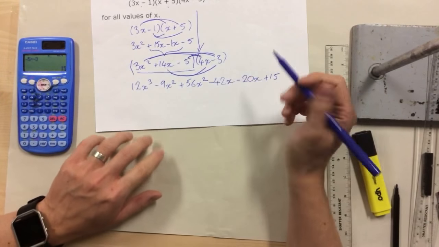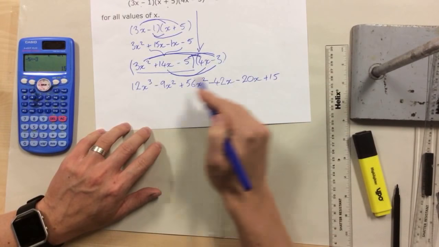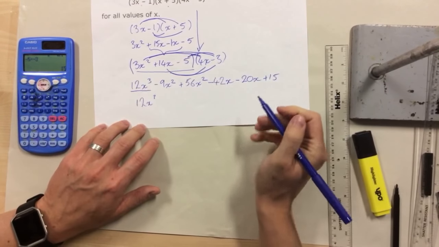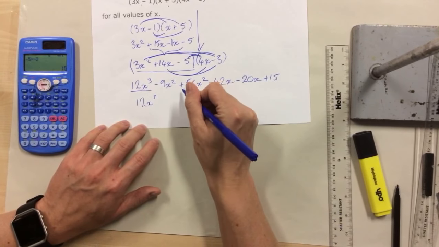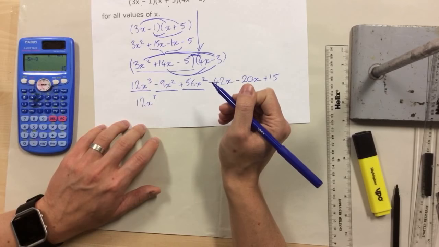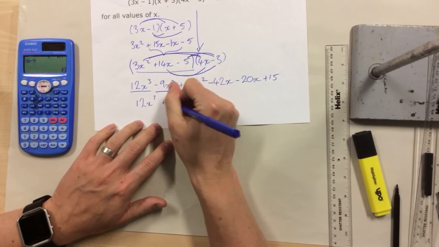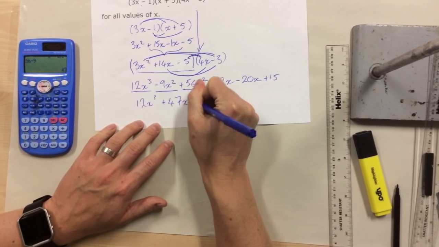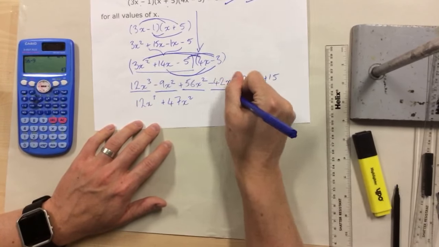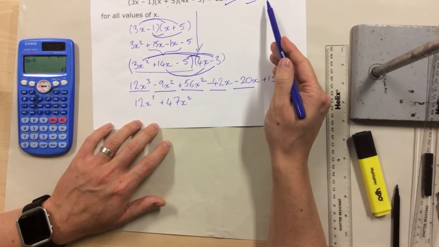Now, we need to get somehow from here to there. So let's see what we've got. Well, we've just got a 12x cubed there. That's the only x cubed we've got. So we've got 12x cubed. That bit's done. We have now got 56x squared, subtract 9x squared. So if we do 56, take away 9, once again, double check. There we go, 47x squared. That's looking good so far. Then we've got negative 42, subtract 20. Well, now we should know that should make negative 62, but double check.